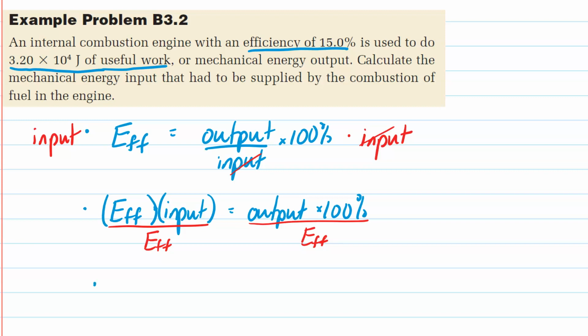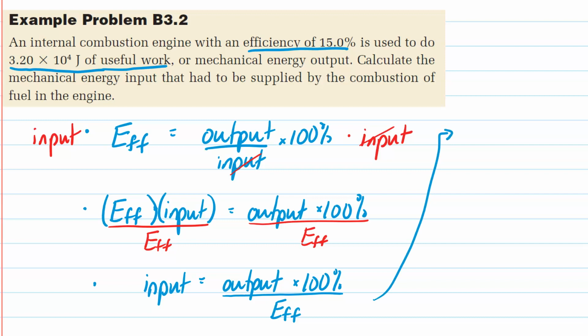And then you should get your equation for input, which is output times 100% divided by the efficiency, and that would be your equation. Filling in the values up here, we'll have input equals the output, which we're told was 3.2 times 10 to the 4 joules, that we're going to multiply by 100%, and then we divide that by the efficiency, which is 15%.